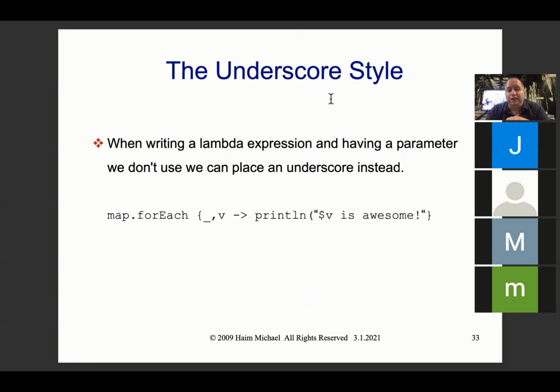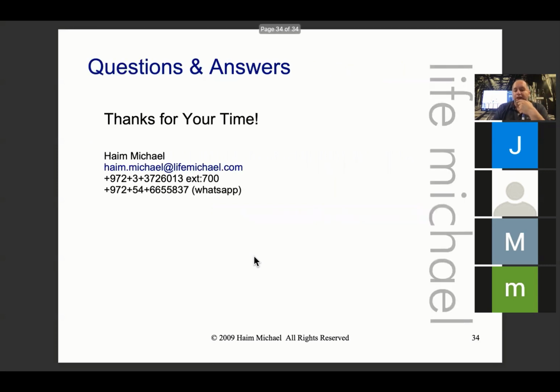Another style you might want to know about is the underscore. If you describe the Lambda expression, and here I can see that this parenthesis is missing, it's a typo. If you want to create a Lambda expression and there is a parameter you're not going to use, you can just place an underscore. This is fine. It improves the readability of our code. And that's it. I even managed to finish a few minutes earlier.